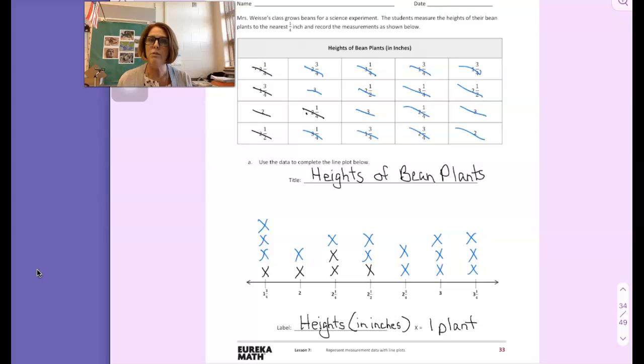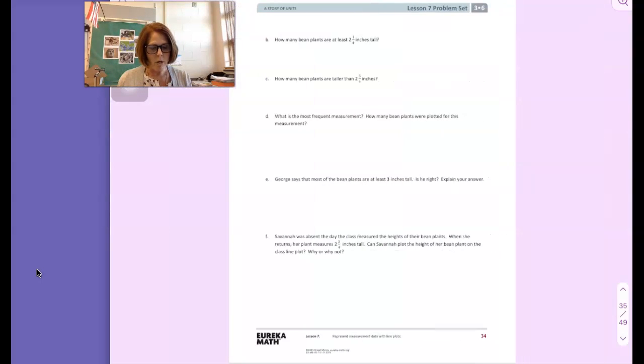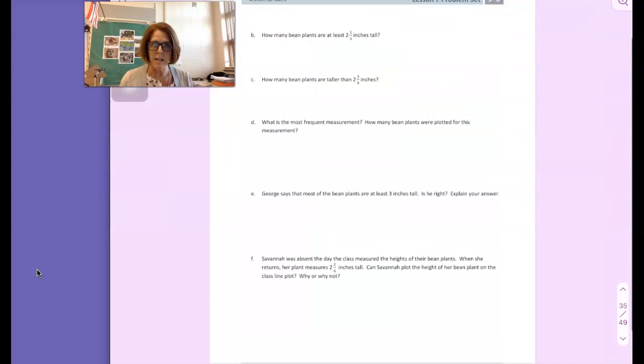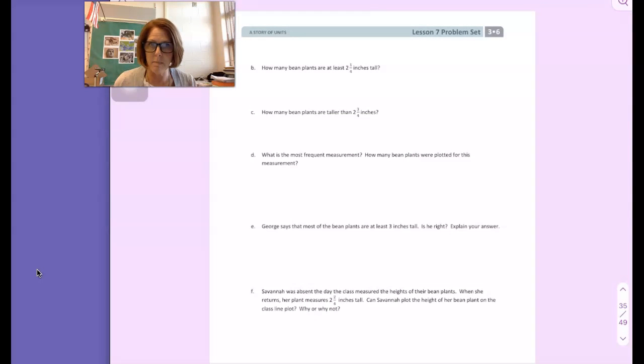So after you record the data, you just want to look at it and sort of make some observations about that. Boys and girls, you're going to be doing this exact same thing on your exit ticket. So on your exit ticket, you're just going to be building this line plot. So keep this handy. Think back to how we did this, what the process was. We're going to go ahead and answer some questions about our line plot that we just made.